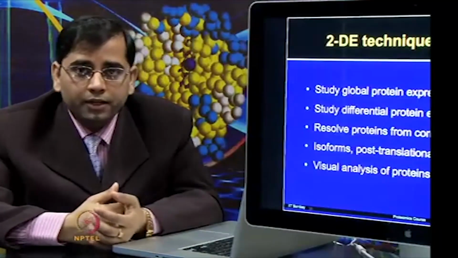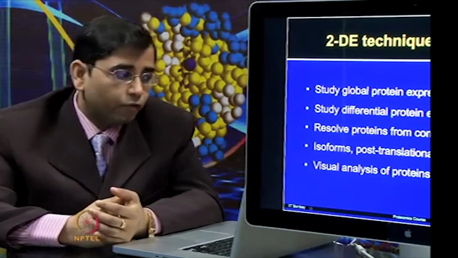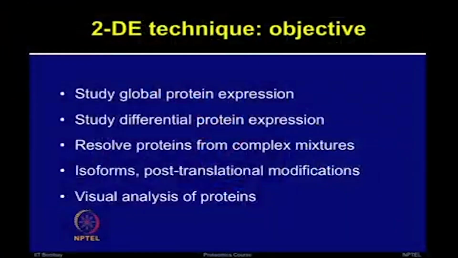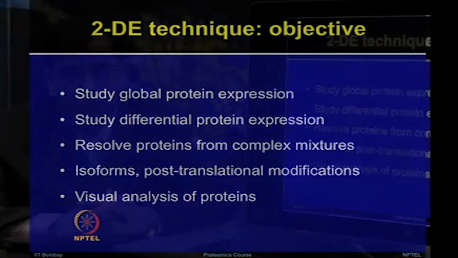So, people apply 2D for various objectives. For example, studying the global protein expression. When I say global protein expression, it means you want to identify or separate all the proteins present in a given protein sample. So, if you do not have information about all of the proteins which could be present in your sample mixture, then first of all one needs to create that fingerprint or blueprint of all the proteins and use that by the process known as global protein expression.